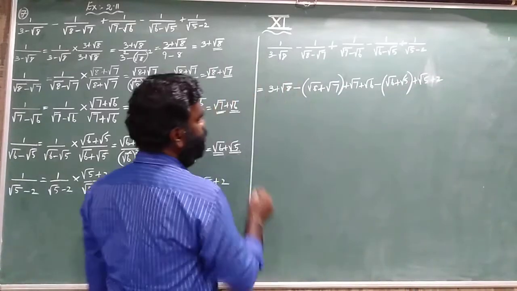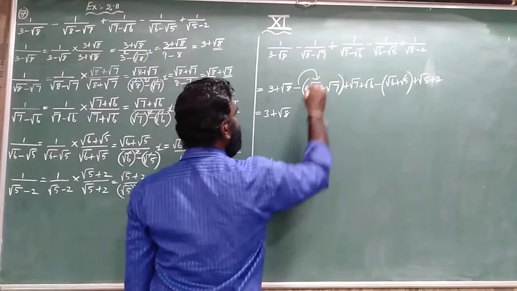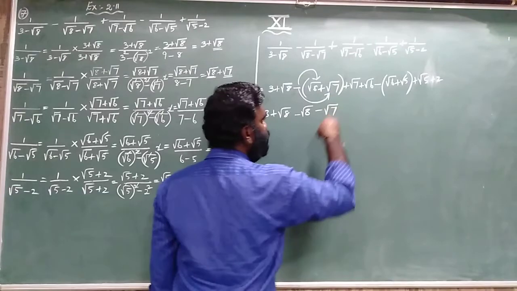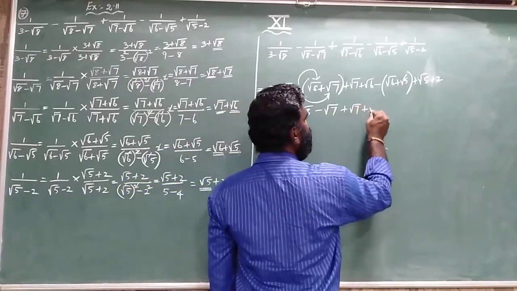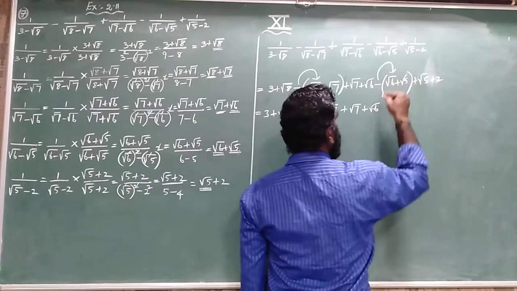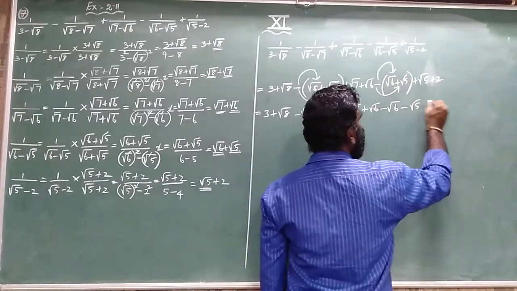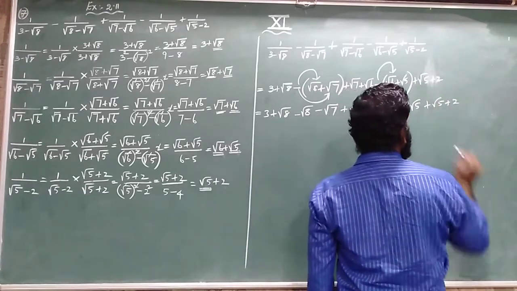Now doing proper simplification. 3 plus square root of 8. Multiply minus inside: minus square root of 8. Multiply minus inside: minus square root of 7, plus square root of 7, plus square root of 6. Multiply minus inside: minus square root of 6. Multiply minus inside: minus square root of 5. Plus square root of 5 plus 2.